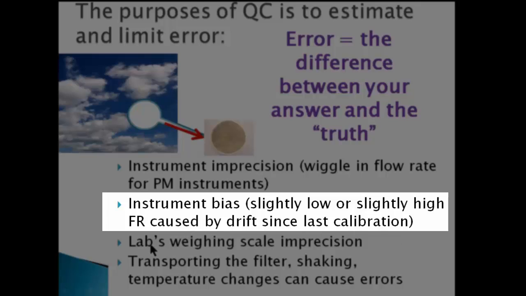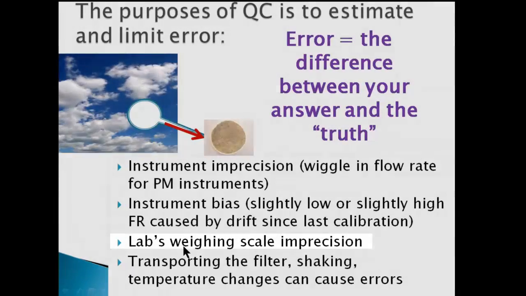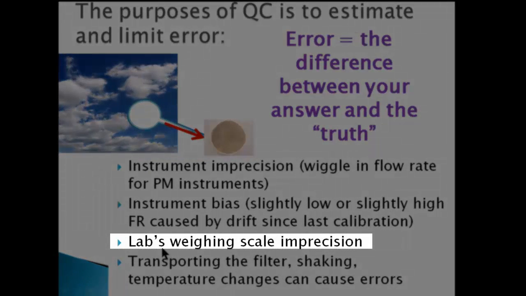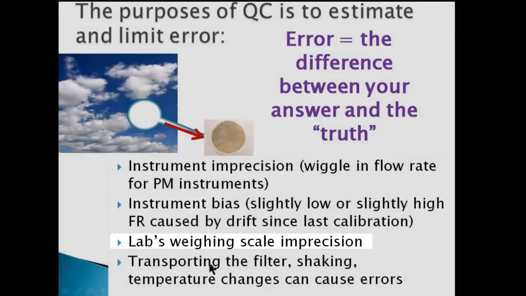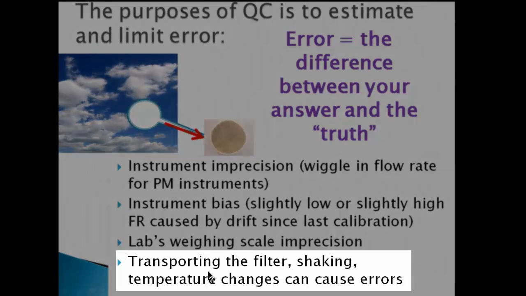Now, if you're taking a filter and shipping it to a lab, the lab can make a huge contribution to error. They have to weigh the filter, and the scale at the lab doesn't work perfectly right every single time. So they have a contribution to the error also. And then, of course, transporting the filter, it can get shaken. Temperature changes can cause errors.